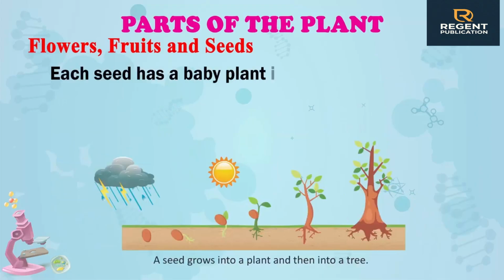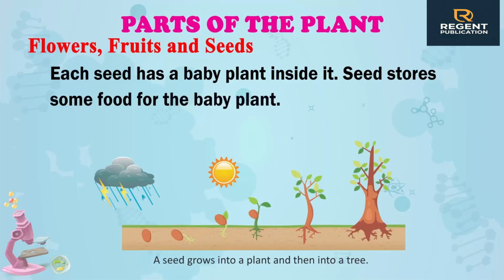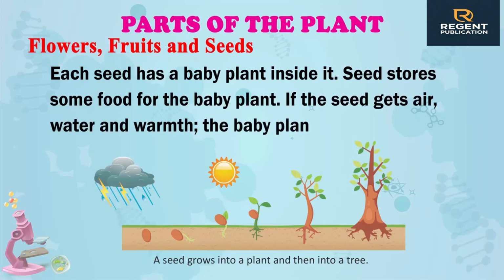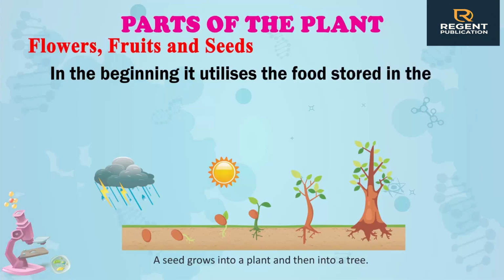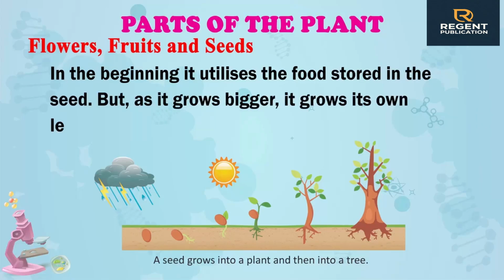Each seed has a baby plant inside it. The seed stores some food for the baby plant. If the seed gets air, water and warmth, the baby plant starts growing. In the beginning, it utilizes the food stored in the seed. But as it grows bigger, it grows its own leaves, which make food for the whole plant.